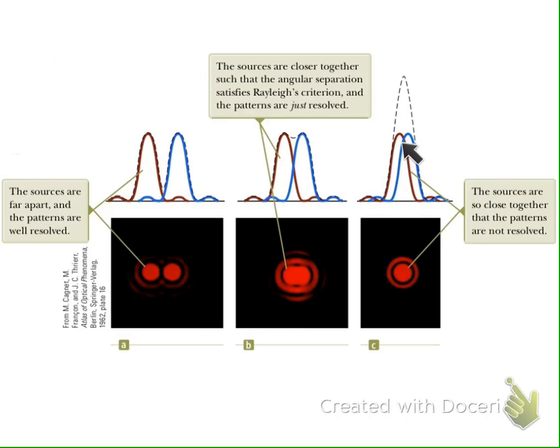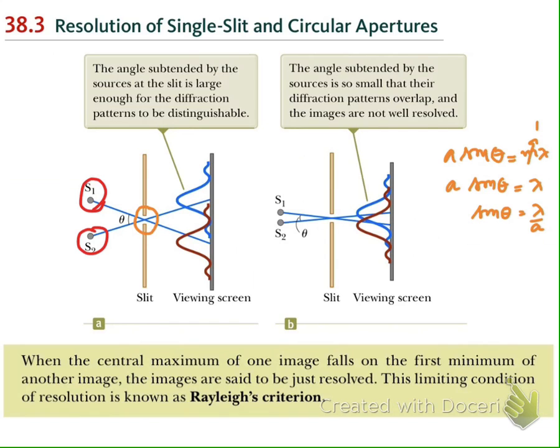It is because the diffraction phenomenon limits our ability to resolve two objects when you look through an optical instrument. So how close can two objects be while we can still resolve them? We call this the Rayleigh criterion. The Rayleigh criterion says that when the central maximum of one image falls on the first minimum of another image, the images are said to be just resolved.